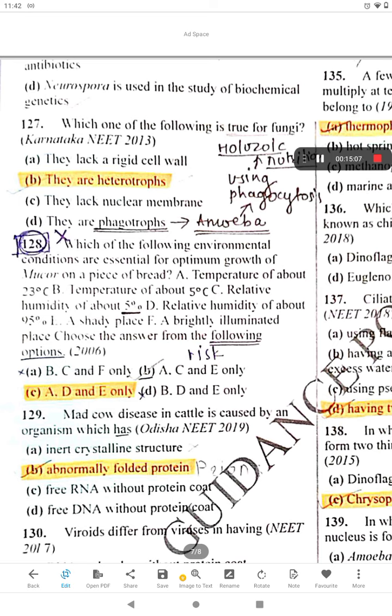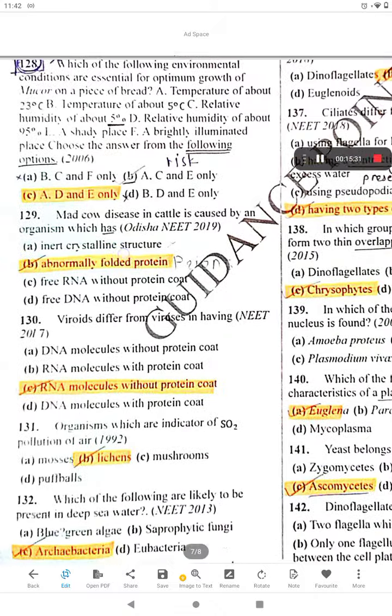So the answer is A, D and E only. I had attempted as A, C and E. It was totally wrong. A statement, that is temperature of about 23 degrees, this is normal temperature. D means relative humidity of about 95%. It needs moist environment, so 95%. And E means a shady place. Okay, so this is the right answer. C option is the right answer.